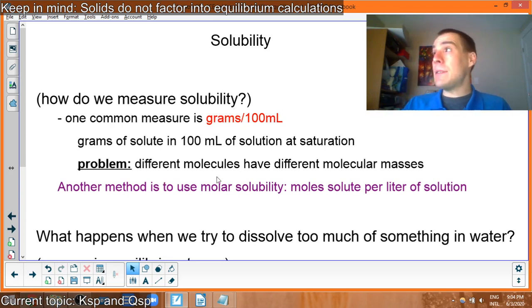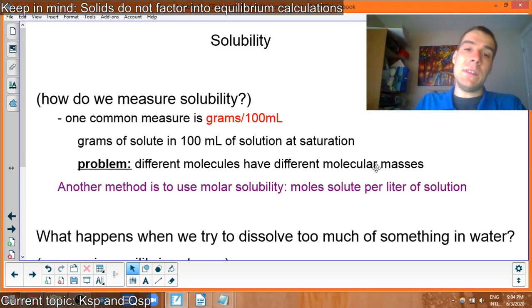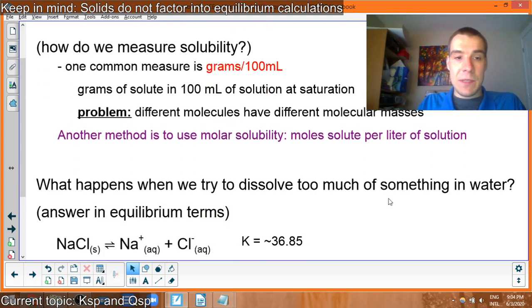That's one way to do it, but there's a problem chemically there because different molecules have different molecular masses. So like sugar weighs a lot. A molecule of sugar weighs 180 grams per mole versus salt, which is like 58 grams per mole. It throws stuff off when you've got this mass issue. So grams are not great. We like moles. So molar solubility, moles of solute per liter of solution is better. It's a bit more universal. Solubility in moles per liter.